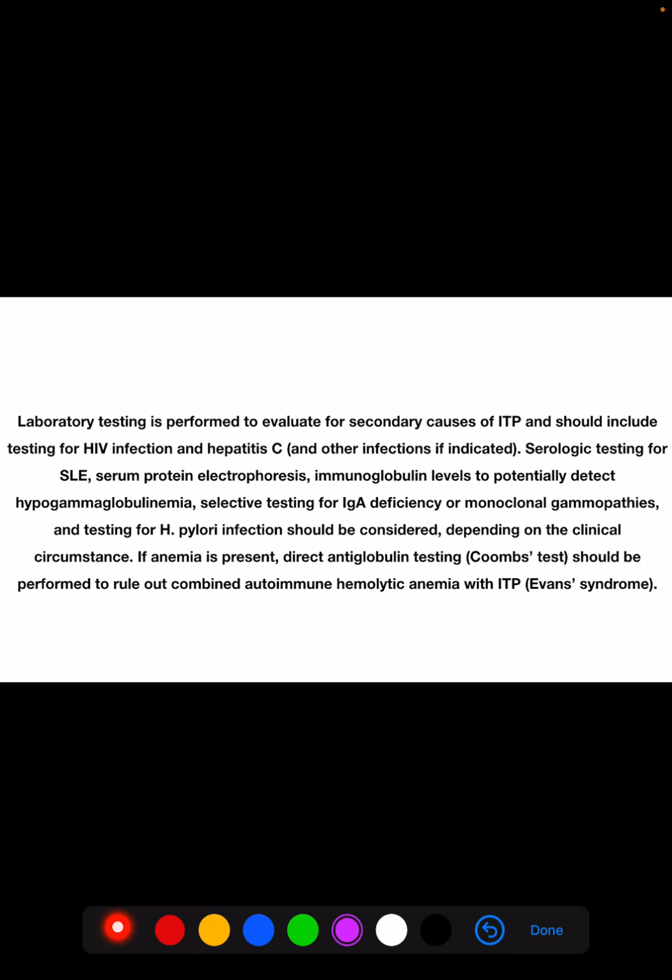Apart from this laboratory testing, in the peripheral smear, large platelets are seen. The bone marrow examination indications have also been mentioned. And laboratory testing is also performed to evaluate for the secondary causes of ITP.